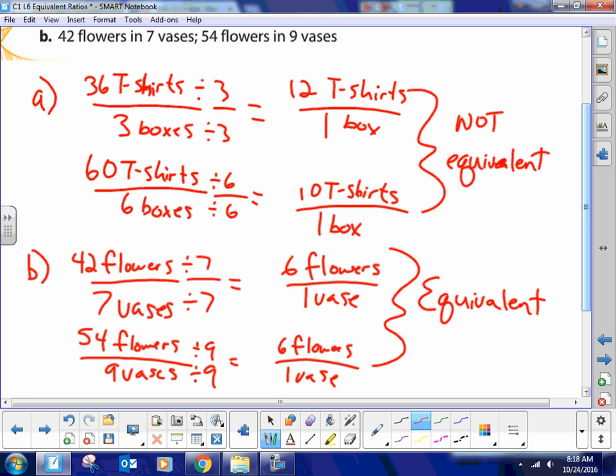Not too hard. You should be able to do that. You should be able to get these down to unit rates with no problem. To get them down to any type of unit rate, just divide each number by the denominator.